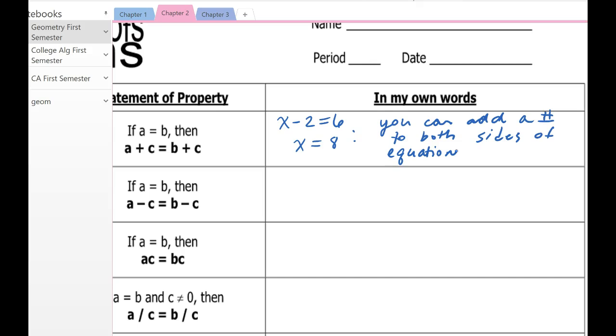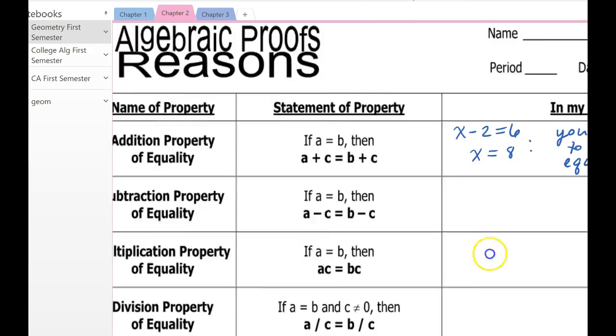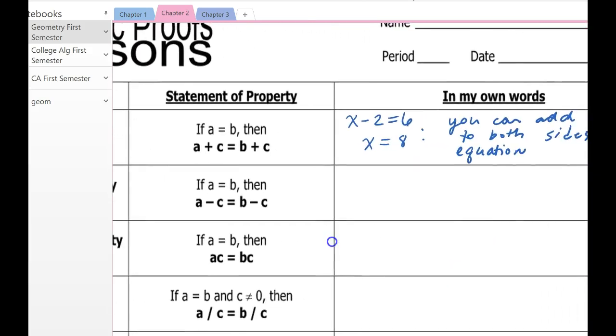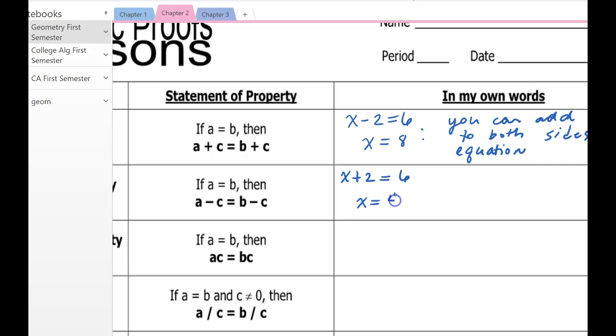Okay, let's look at the next one. The next one is the subtraction property of equality. Basically it states if you have an equation, then you can subtract the same number from both sides. So let's take a look at an example of how it might look. You might have something, for example, like x plus 2 is equal to 6. How would you use that property? What would x equal? 4, because you knew that you could subtract a number from both sides of the equation without changing the actual solution, without changing the equation.